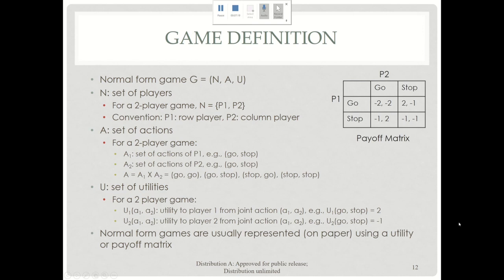You can refer back to this game and see that utility for player 1 for the action go, stop, which is go for player 1 and stop for player 2, is positive 2, as I show out here. And this form of a game, where I have the players represented as the row player and the column player, the actions for the row player and the column player along the rows and columns, and the utility values of the players given inside the matrix in the form of a payoff matrix, this form of a game is called a normal form game. And they are represented on paper using a utility or payoff matrix.